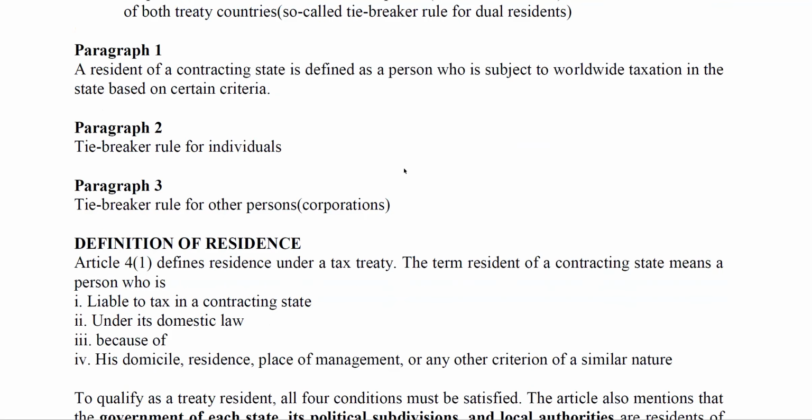Now, there are three most important paragraphs when it comes to residence, okay? Paragraph 1 talks about the definition of resident. Paragraph 2 talks about the tiebreaker rule for individuals and the tiebreaker rule for other persons. Are we okay? So please write those three things down. I will tell you how to diagnose it. Have you written it? When you are done, you tell me.